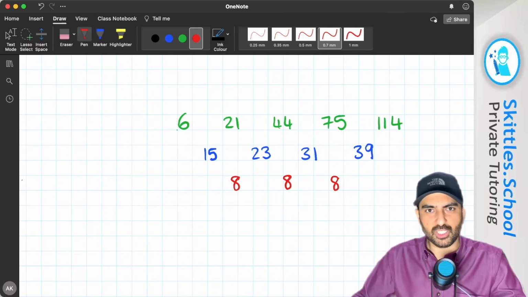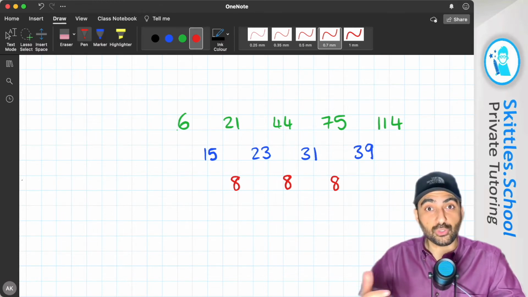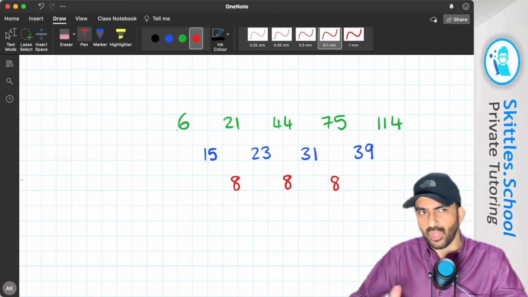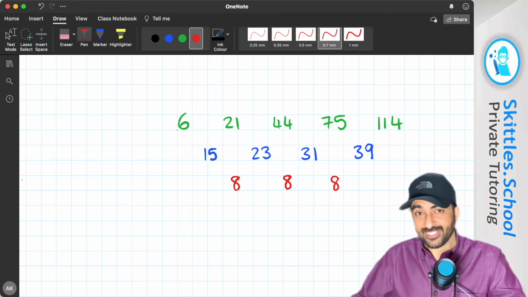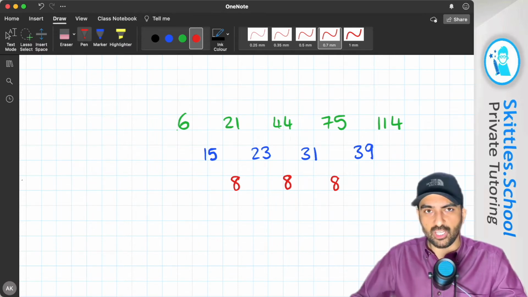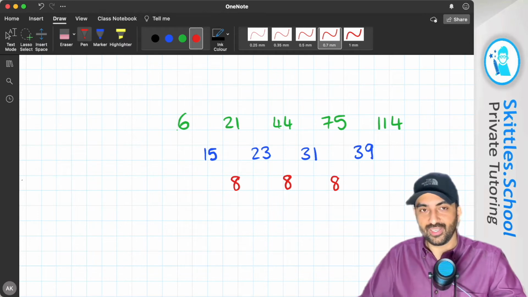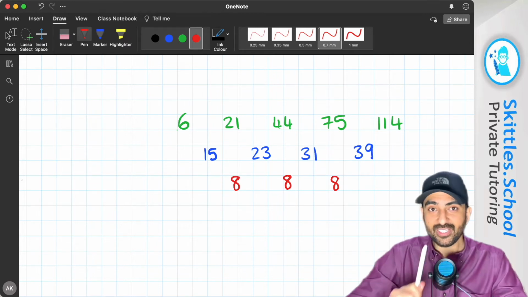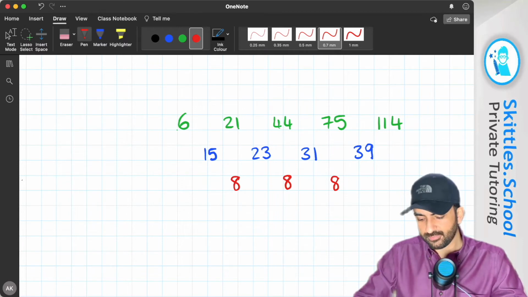The green row, that first row there, is the original sequence, the sequence that we were given in the question. The second row, that blue row, is the differences between the numbers in the sequence. And the last row, that red row, is the differences between the differences. Now the next stage is very important.